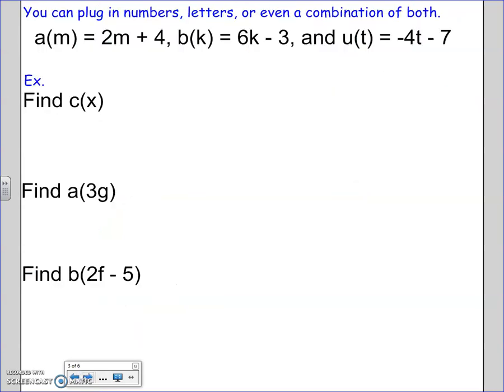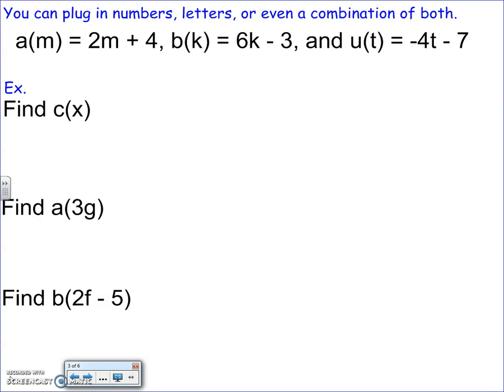All right, so you can plug in numbers, letters, or a combination of both. Here are 3 more functions. They're called equation A, B, and U. And the variables are M, K, and T. So first is find C of x. This says go to equation C. So I'm going to C. And let me do like this. Where's equation C?